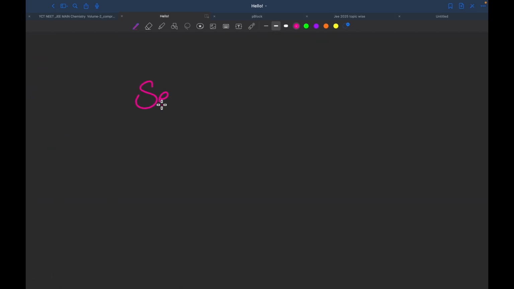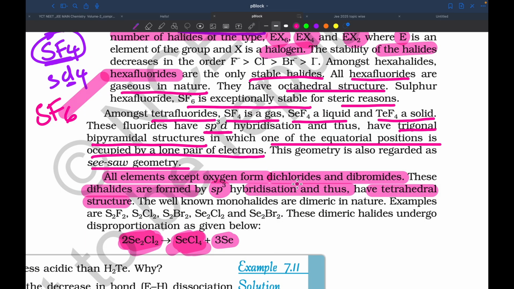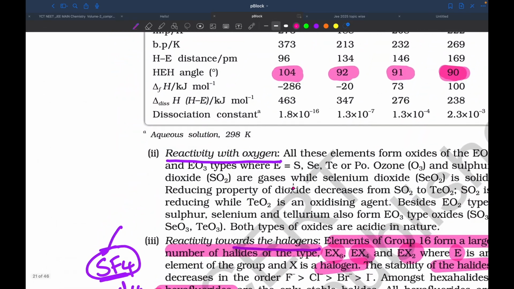So the given is selenium monochloride, which undergoes disproportionation to give selenium tetrachloride and selenium. In this case, selenium is in +1 state, here it is in +4 state, and here it is in 0 state. The selenium has been oxidized here, and selenium has been reduced here. So this is the oxidation, this is the reduction. If the same element undergoes oxidation and reduction, the reaction is called a disproportionation reaction. So this is about the general properties.